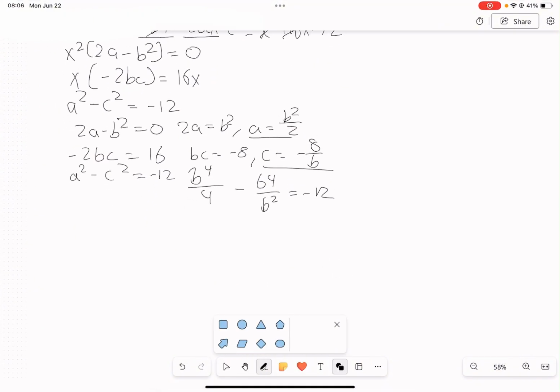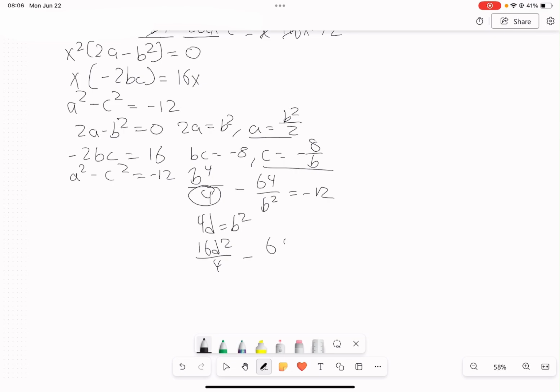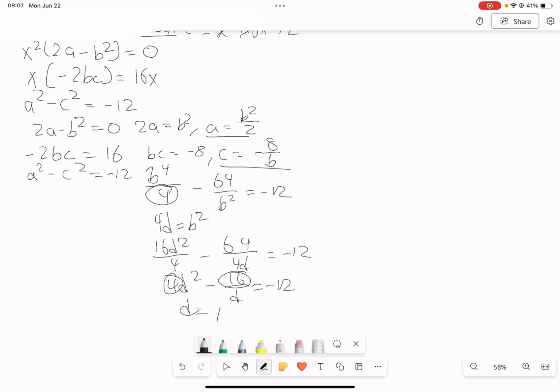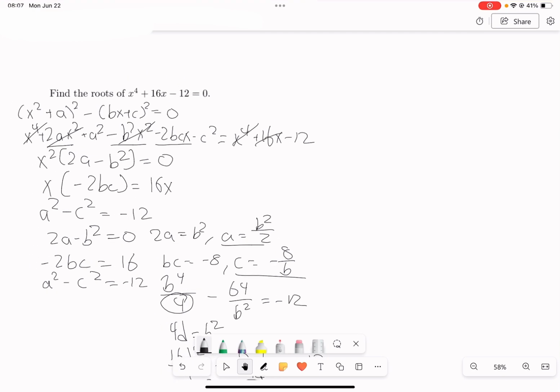Now, in order to solve this, we can set 4d equals b squared, which will nicely cancel with this 4 here. This takes us to 16d squared over 4 minus 64 over 4d equals negative 12, which simplifies to 4d squared minus 16 over d equals negative 12. From here, we notice, if you look at just the coefficients, 4 minus 16 is negative 12. So if we just remove the d terms by setting d equals 1, that's a solution.